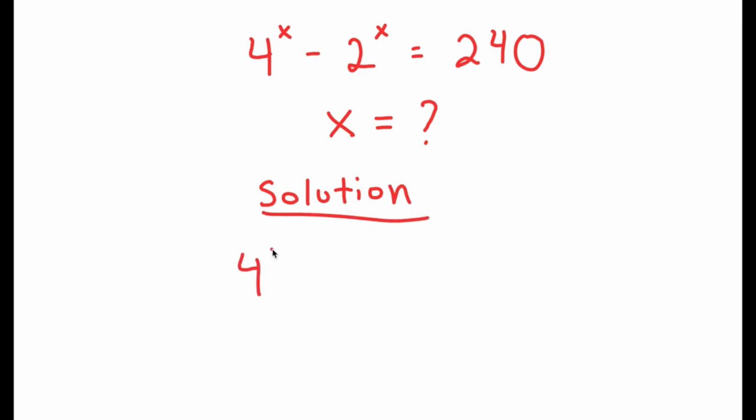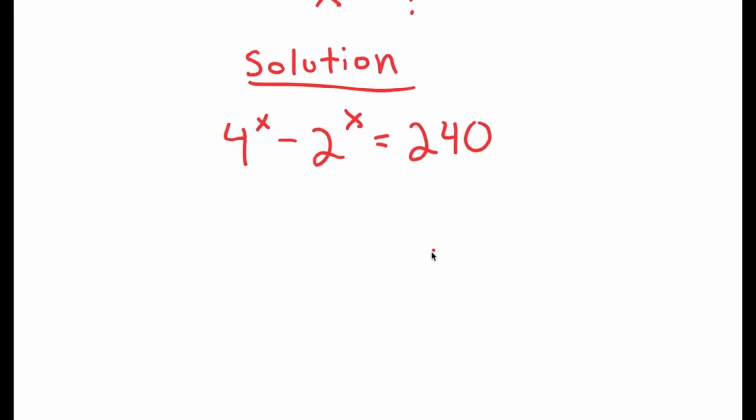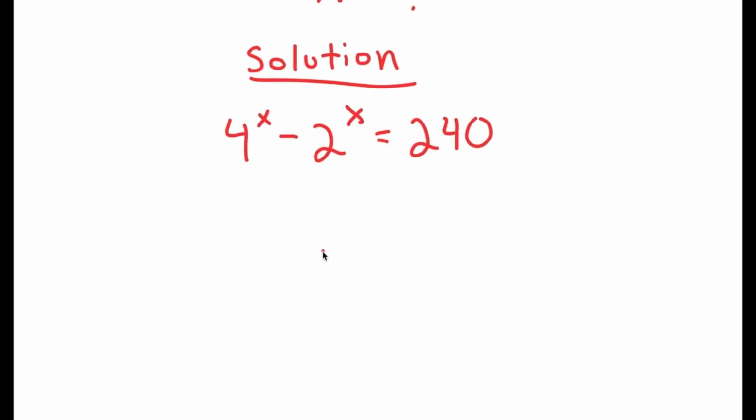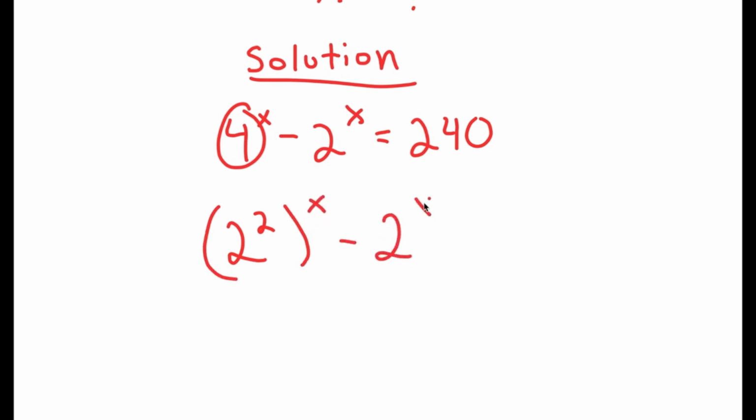So I'm going to first start with my equation, 4 to the power of x minus 2 to the power of x is equal to 240. And from here, I'm going to rewrite 4 as 2 squared. So I get 2 squared to the power of x minus 2 to the power of x is equal to 240.